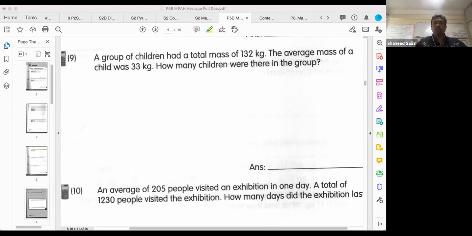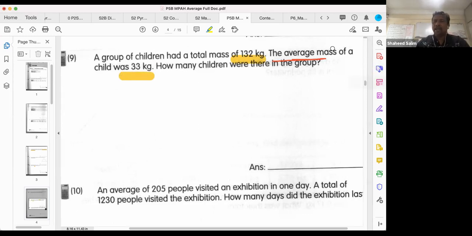Is that well done? How about Akhil? Well done. So take the total mass, 132. Where's the total mass? Sorry, the total mass is here. Divided by 33, you get 4 persons.